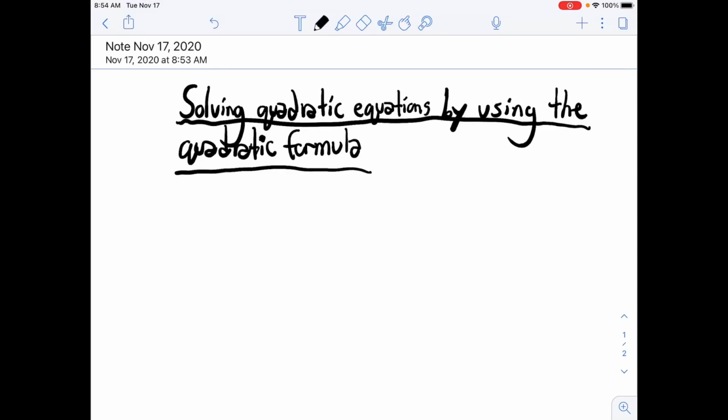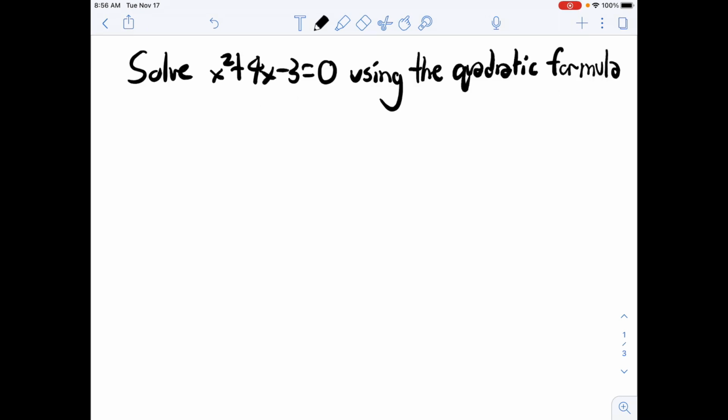Today I'm going to talk about the third way to solve quadratic equations. It's by using the quadratic formula. Let's look at this example. We have to solve x squared plus 4x minus 3 equals 0 by using the quadratic formula.